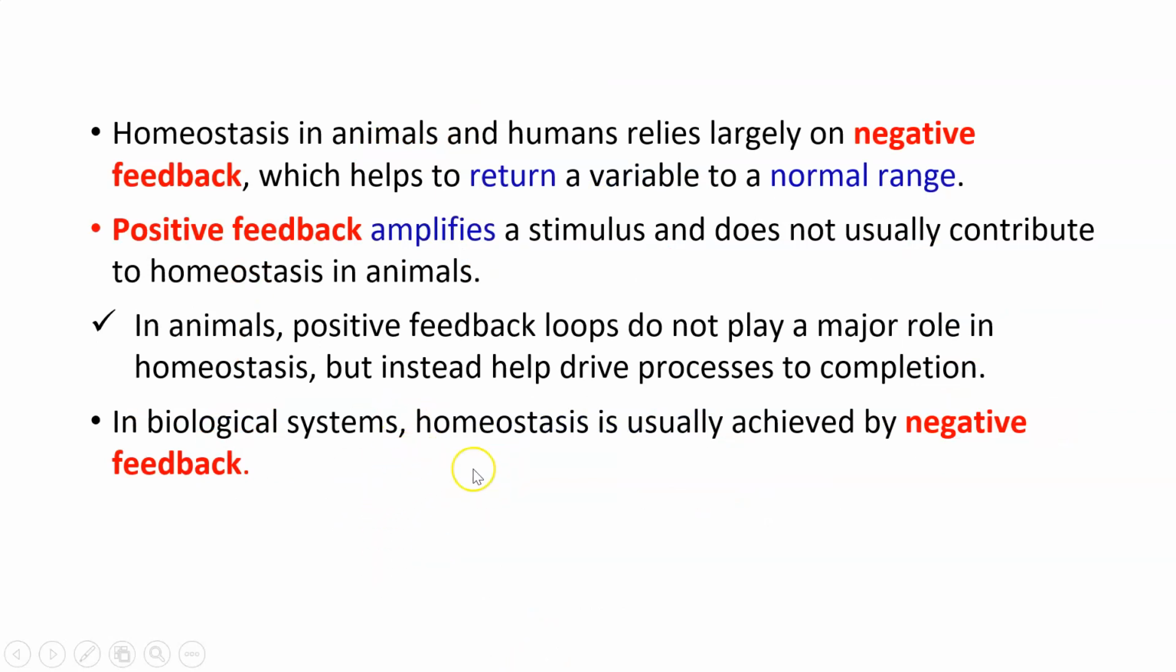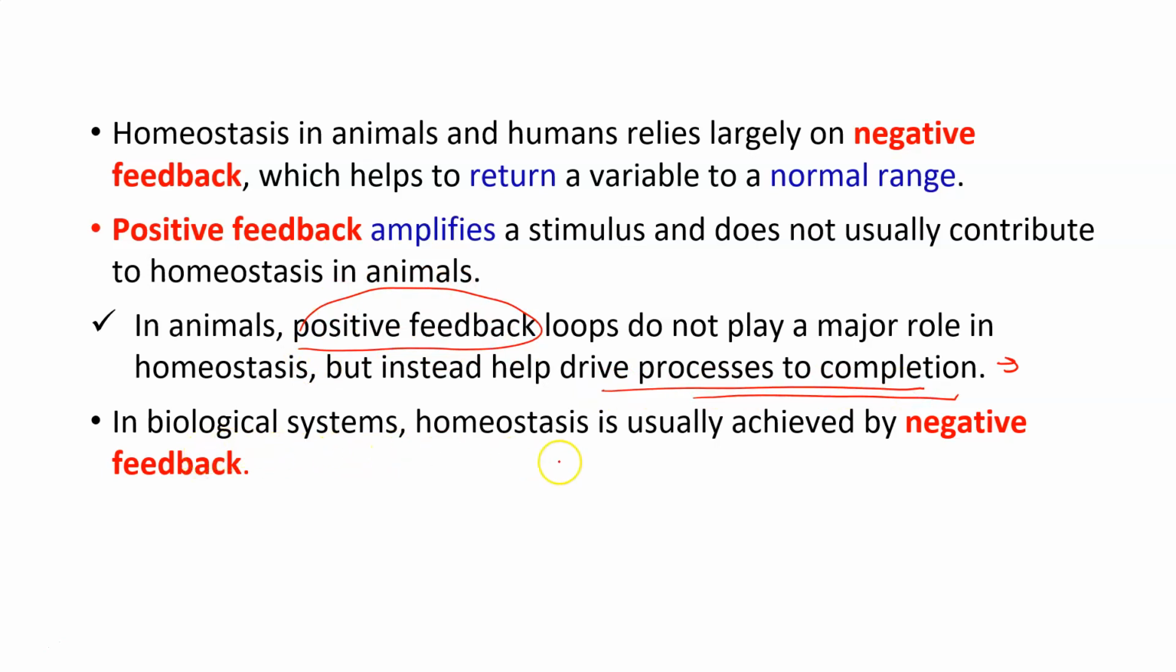Okay, so homeostasis in animals and humans relies largely on negative feedback, which helps to return a variable to a normal range. Positive feedback amplifies a stimulus and does not usually contribute to homeostasis in animals. In animals, positive feedback loops do not play a major role in homeostasis, but instead help drive processes to completion. Like childbirth earlier, you can't do it halfway, right? So the process must be completed. That is the function of positive feedback, to drive processes to completion.